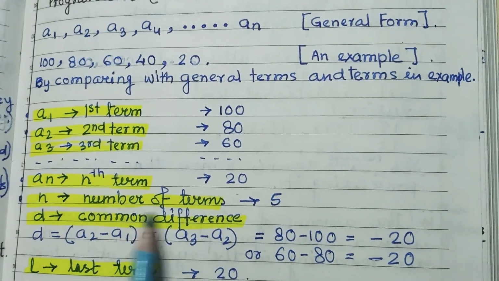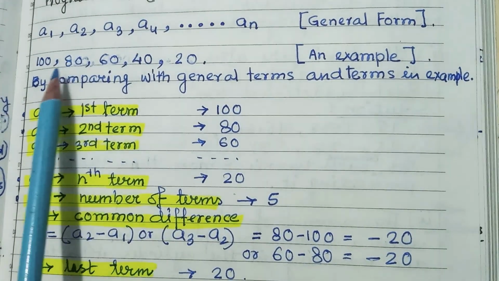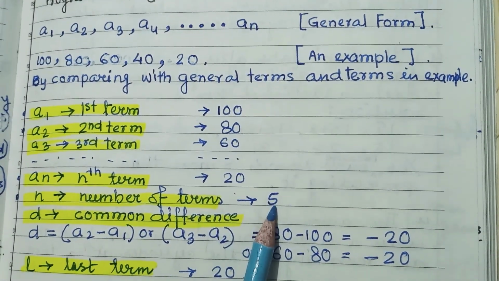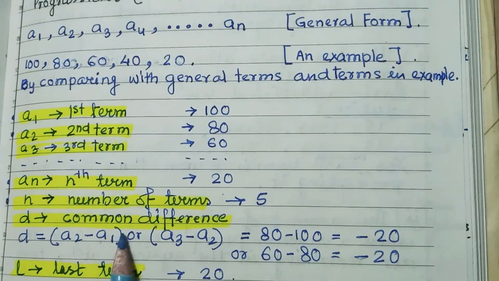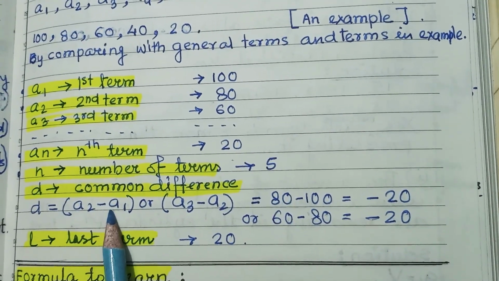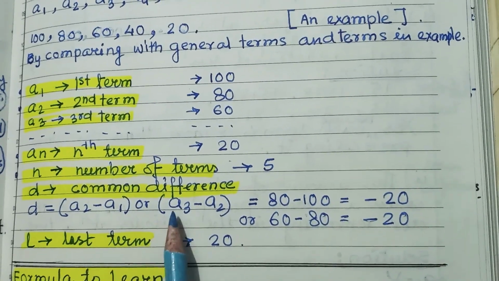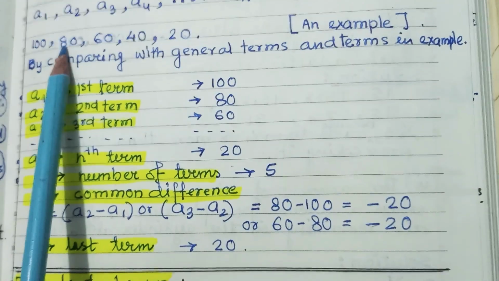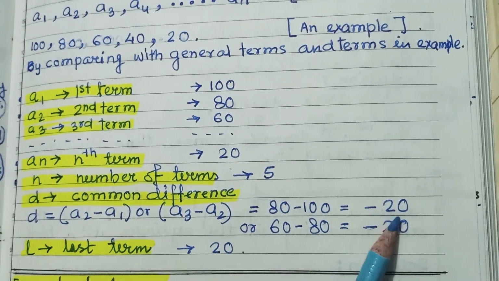So n is the number of terms. How many terms? 1, 2, 3, 4, 5. There are 5 terms, so n is equal to 5. D is called the common difference, and we know that D is equal to A2 minus A1 or A3 minus A2. These are called D. Here if you find it, D is minus 20.